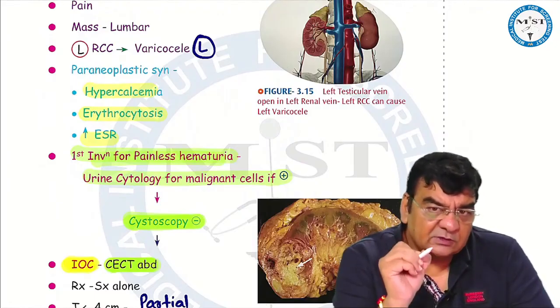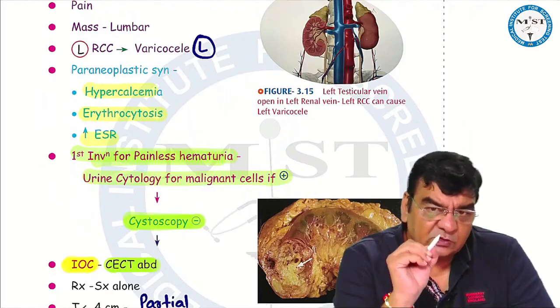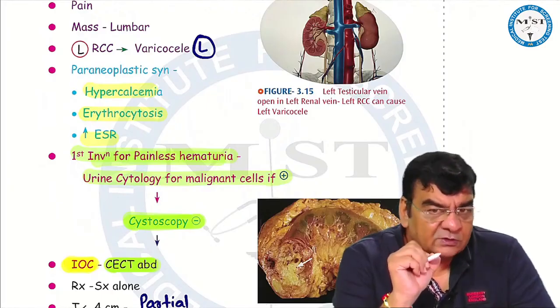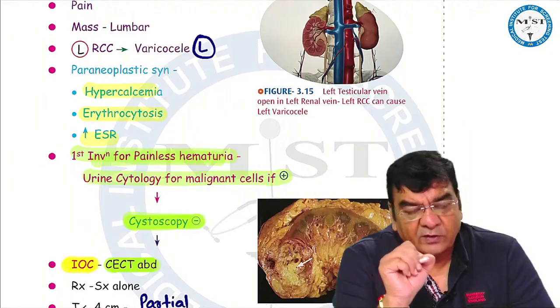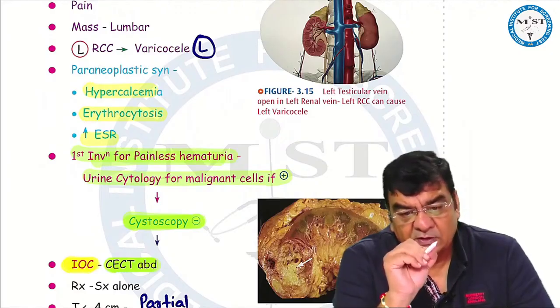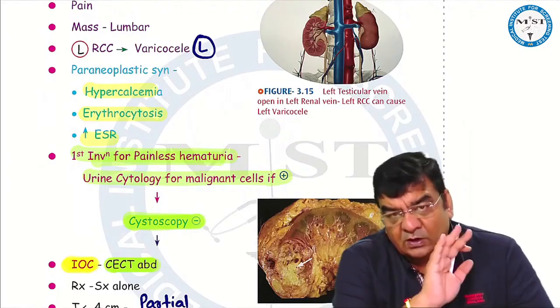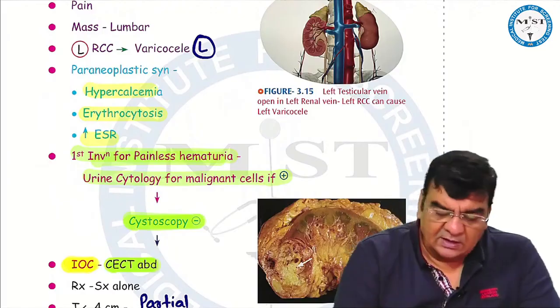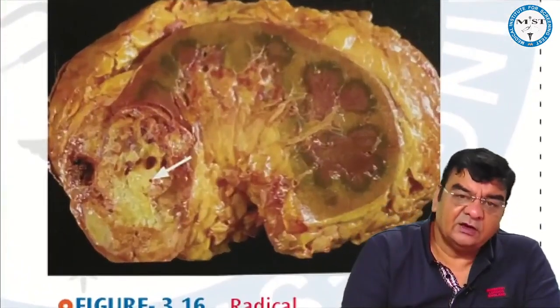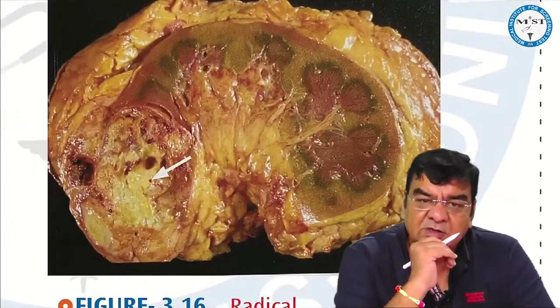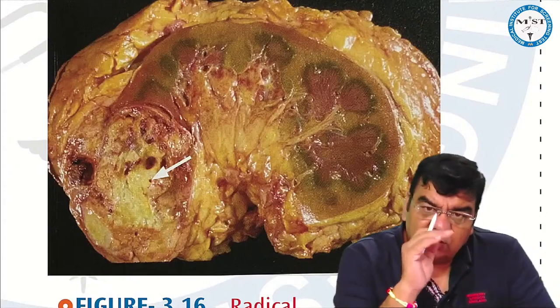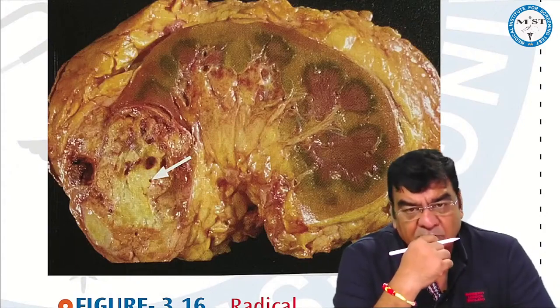Because bladder cancer is more common, we should do a cystoscopy. But if it is not a bladder cancer, you will not find anything on cystoscopy. Then you suspect kidney cancer, so you can do a CECT. And a CECT will be the investigation of choice, because, the same story, endoscopic biopsy will not be possible.